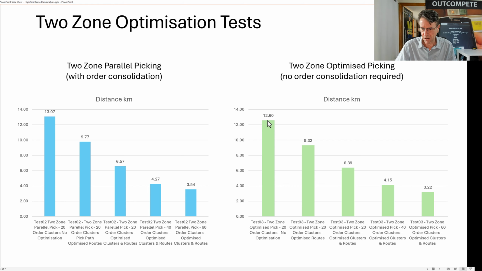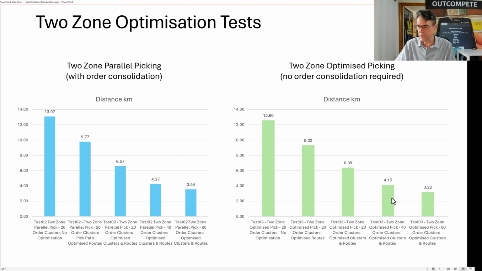12.6 Ks on unoptimised, 9.32 if we just optimise the routing. So again, we're looking at about a 30% productivity gain just with route optimisation. Clustering and routing, 6.39. That's again nearly 50%. That is so close to a 50% productivity gain. I haven't worked it out exactly, but it's got to be like 49%, something like that. So again, that's with a 20 order cluster. We're not doing anything fancy with multi-batch picking or making bigger trolleys or anything. You could get that tomorrow, right, with OptiPick. Maybe not tomorrow, but soon.